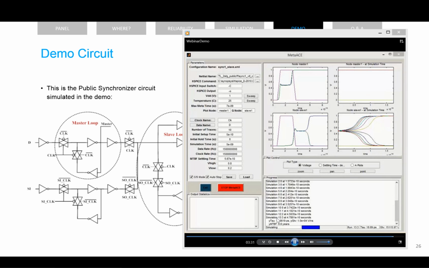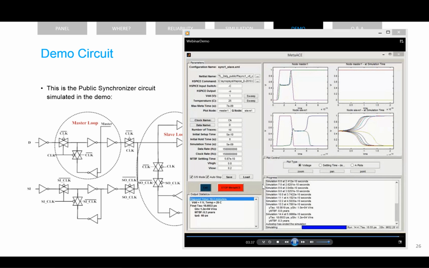MetaACE will also do a quick computation of MTBF for you, as we'll see in a moment, based on these parameters that I've entered down here. So I can give it a sample data rate, sample clock rate, and a settling time, for example, and it will do an MTBF calculation for me. This is not taking into account tau effective, however. It's just a rough estimate.